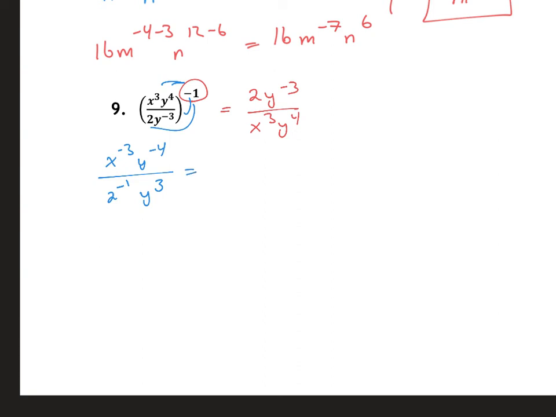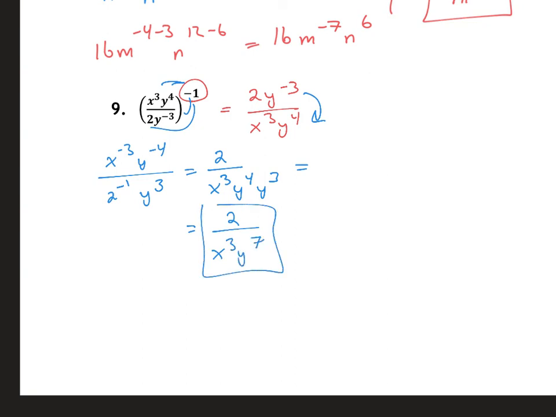So when I flip everything, that becomes a 2 up top. And then I got an x cubed at the bottom, a y to the fourth, and a y to the third, which is the same thing up here. And then all I have to do here is combine, so x to the third, y to the seventh. And you're done.